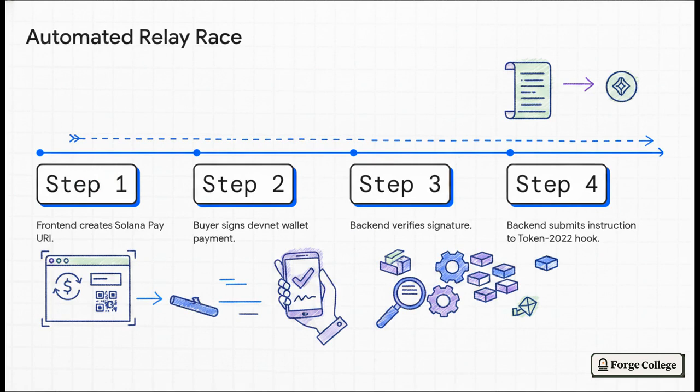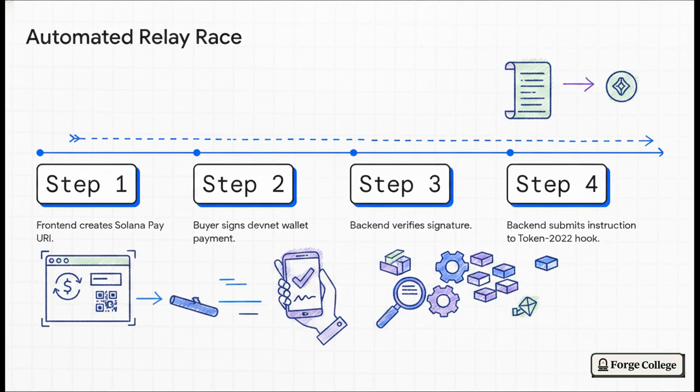Step 1, your front end creates a payment intent, specifically a Solana Pay URI asking for USDC. Step 2, the buyer whips out their Devnet wallet to sign and send that payment. Step 3 is where the backend suddenly wakes up. It fires off an RPC call, like getConfirmedTransaction, to verify that the signature is totally valid and the blocks are confirmed. Once the backend gives the absolute green light, we hit step 4, it submits an instruction to the token 2022 hook. This might transfer a placeholder token or even mint a tiny slice of that real-world asset directly to the payer.